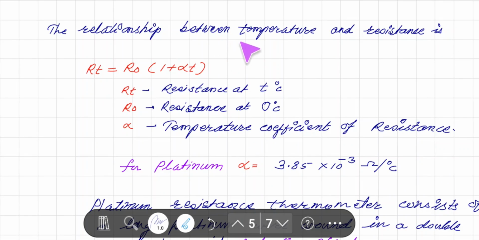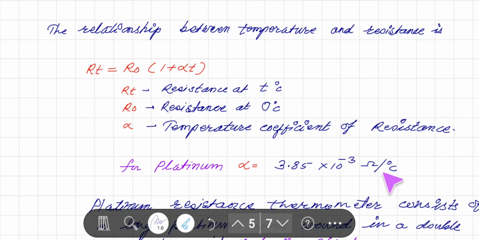In case of this platinum resistance thermometer, the relationship between temperature and resistance is given by RT equals R0 into (1 plus alpha T), where RT is the resistance at temperature T, R0 is the resistance at 0 degrees Celsius, alpha is the temperature coefficient of resistance, and T is the temperature which is being measured. For platinum, we know that alpha is 3.85 into 10 raised to minus 3 ohm per degree Celsius.